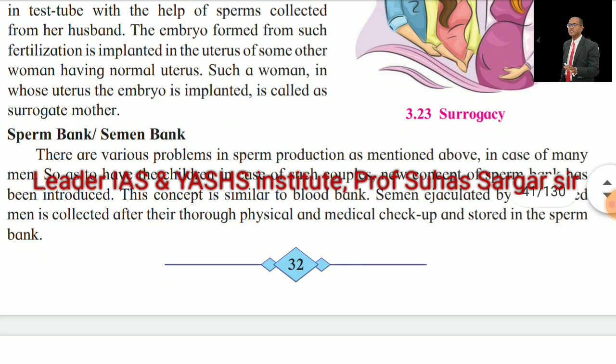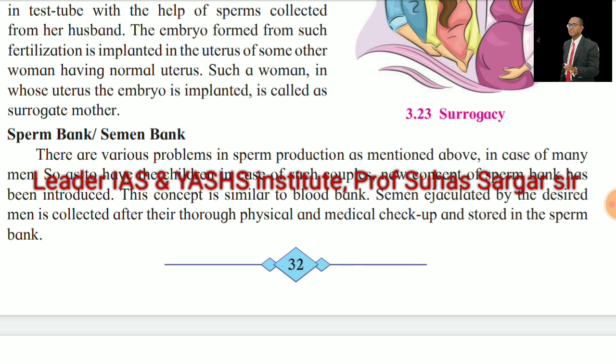Sperm bank or semen bank. There are various problems in sperm production, as mentioned above, in many men, so as to have children. For such couples, the new concept of a sperm bank has been introduced. This concept is similar to the blood bank.